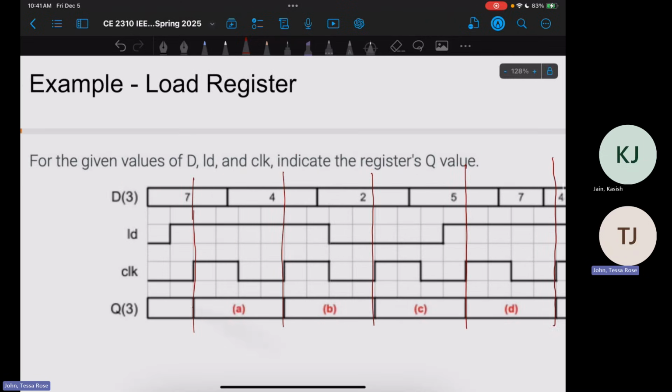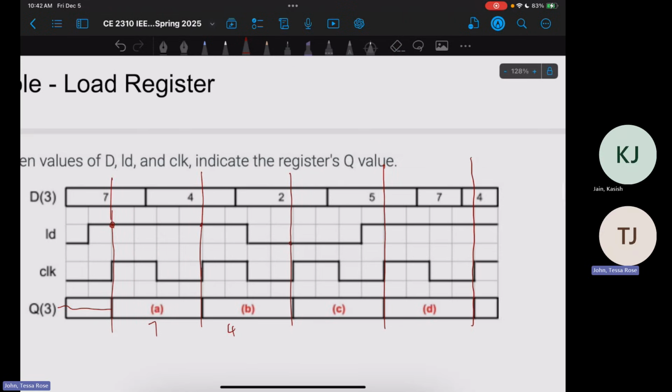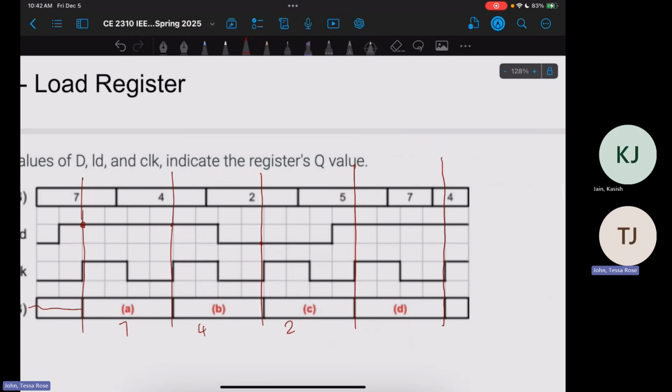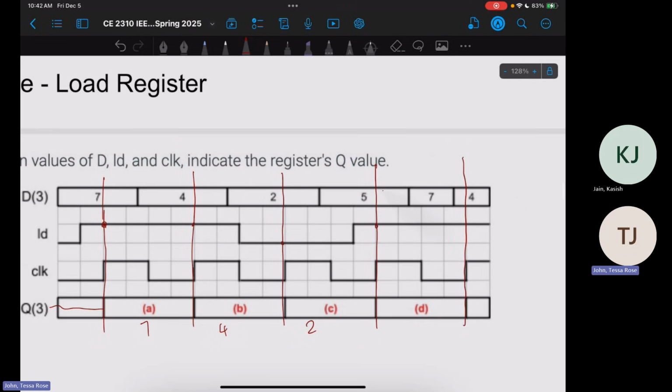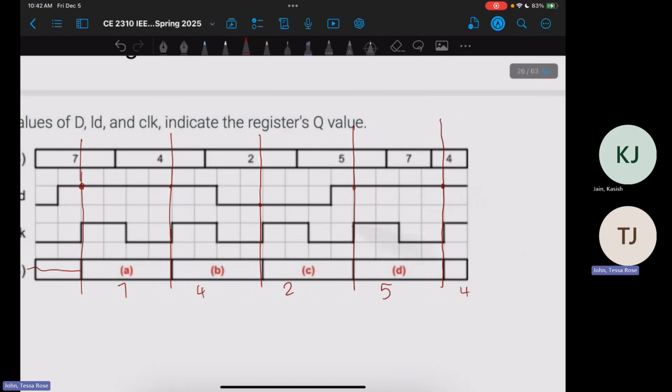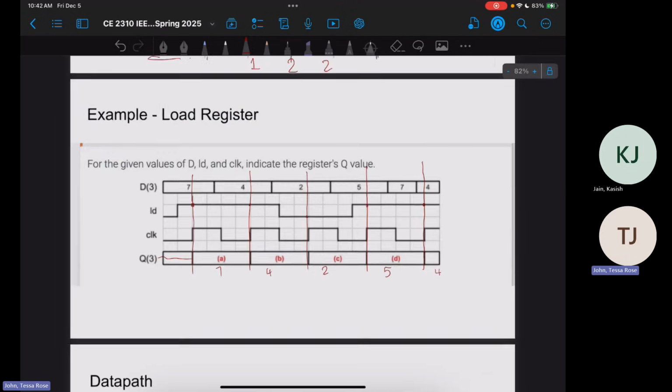Here, this one would be undefined. And here it's open, right? So this would be 7 because the clock rose here, and we have the data as 7 here. Again, it's still 1, so we take the data. It's 4. It's 0, so we don't read it. It's 2. Again, it's 1, so we do read it, which is 5. And again you read it, so it should be 4. And we skip 7 just because of the way the clock works.